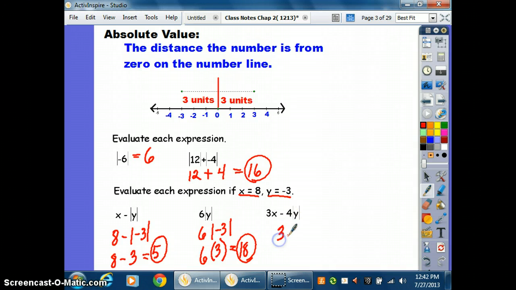3x. X is 8. So I'll just put a parentheses around that to show the multiplication. Minus 4, then the absolute value of negative 3. Okay, that's 24. 3 times 8. And this is 4 times positive 3, the absolute value of negative 3. And then I'd have 24 minus 12, and that gives me 12. I'll circle my answer. And thank you.